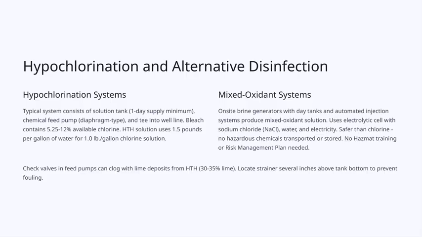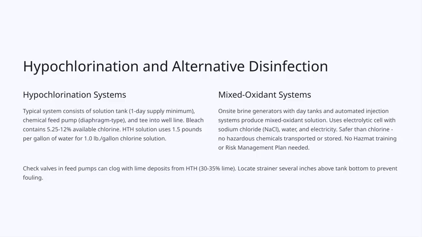Starting with hypochlorination systems, these typically include a solution tank that holds at least a 1-day supply, a diaphragm-type chemical feed pump, and a T fitting into the well line. The bleach used here usually contains between 5.25 and 12% available chlorine. For example, if you're using HTH solution, you'd mix about 1.5 pounds of it per gallon of water to get roughly 1 pound of chlorine per gallon of solution.